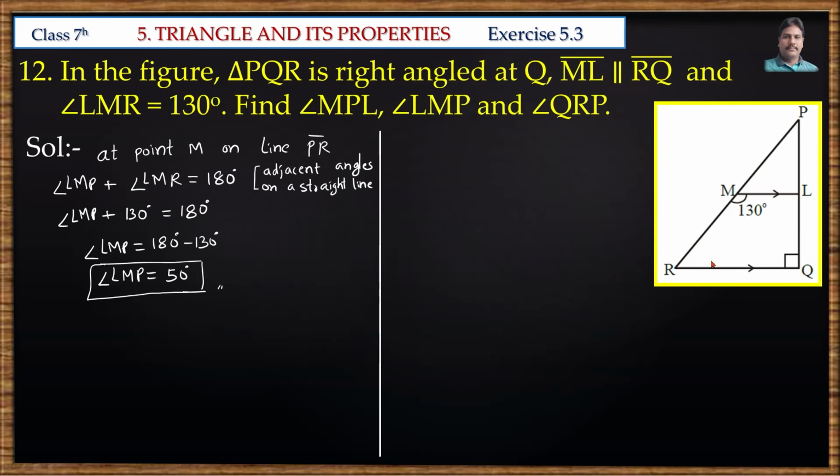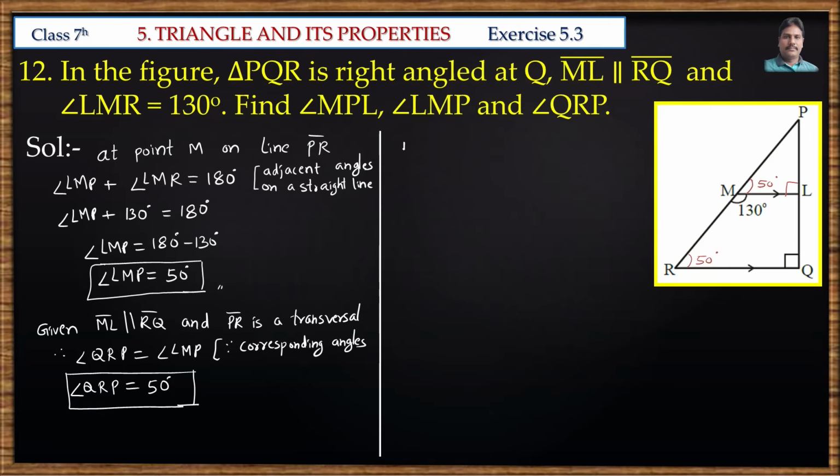Here angle QRP is a corresponding angle to angle LMP, because LM is parallel to RQ. So angle LMP and angle QRP both are corresponding angles. Given ML is parallel to RQ and MR is a transversal, or PR is a transversal.